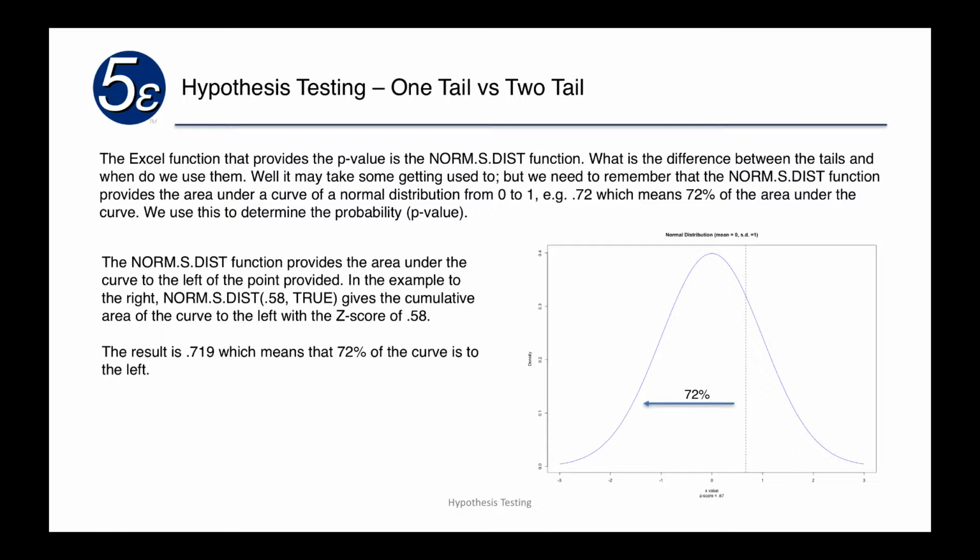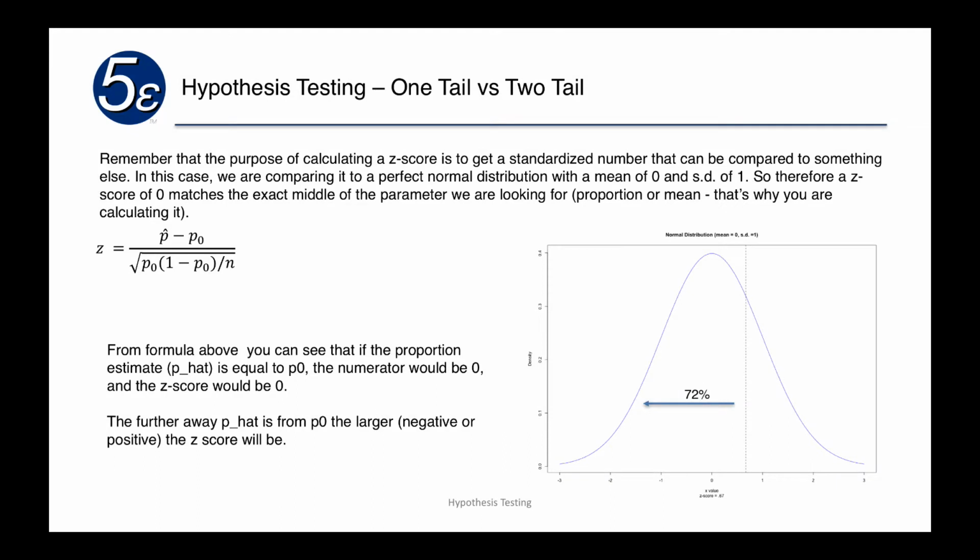And again, we can do the inverse process of doing norm.inv with a percentage of 72%, or 0.72, or more specifically 0.719, and it will give us a z-score of 0.58. Remember that the purpose of calculating the z-score is to get a standard number so that it can be compared to something else. In this case, we're comparing it to a perfect normal standard distribution with a mean of 0 and a standard deviation of 1.